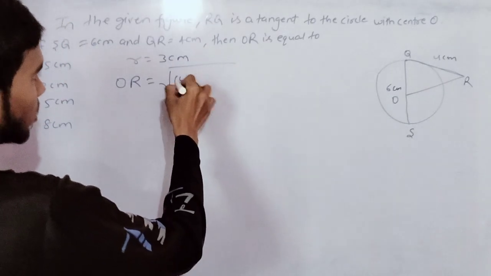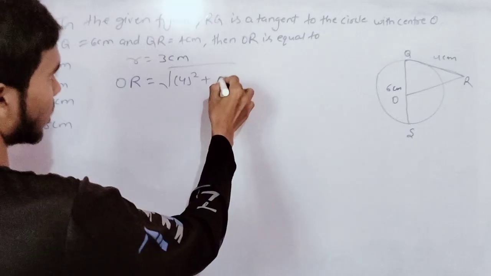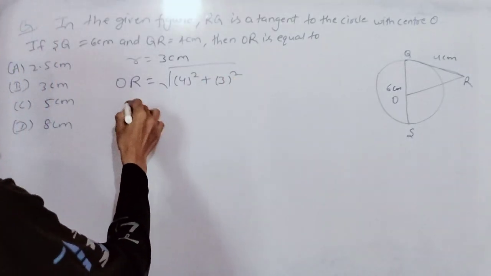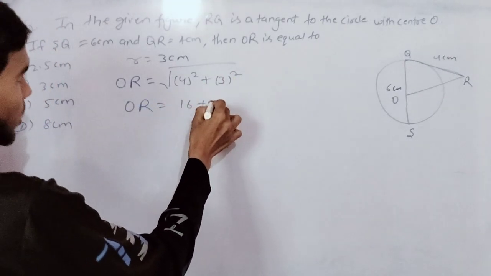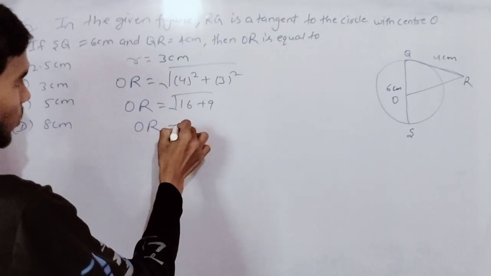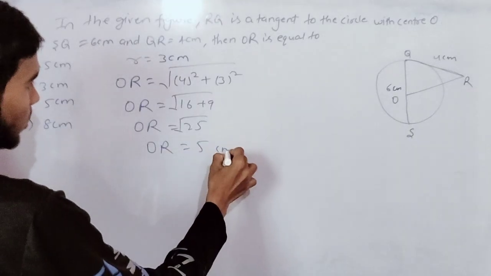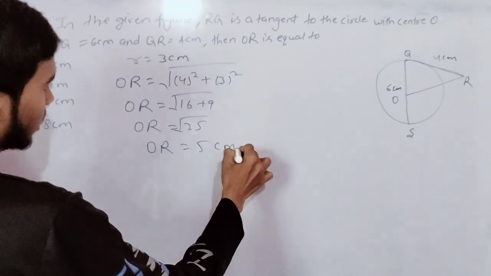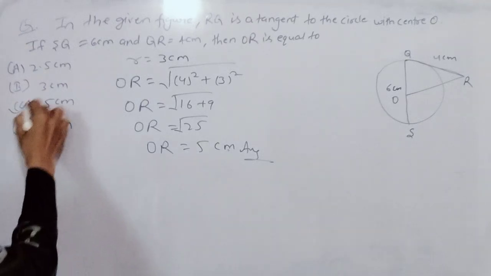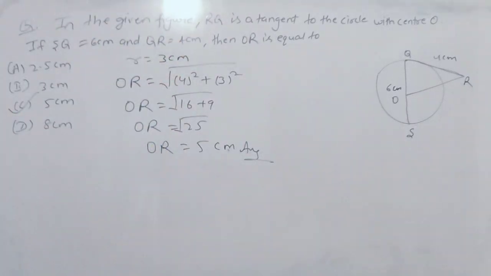the sum of 4 squared plus 3 squared is equal to this OR squared. 16 plus 9, OR squared is 25. So finally OR came as 5 centimeters. Clear? So the final answer would be 5 centimeters.